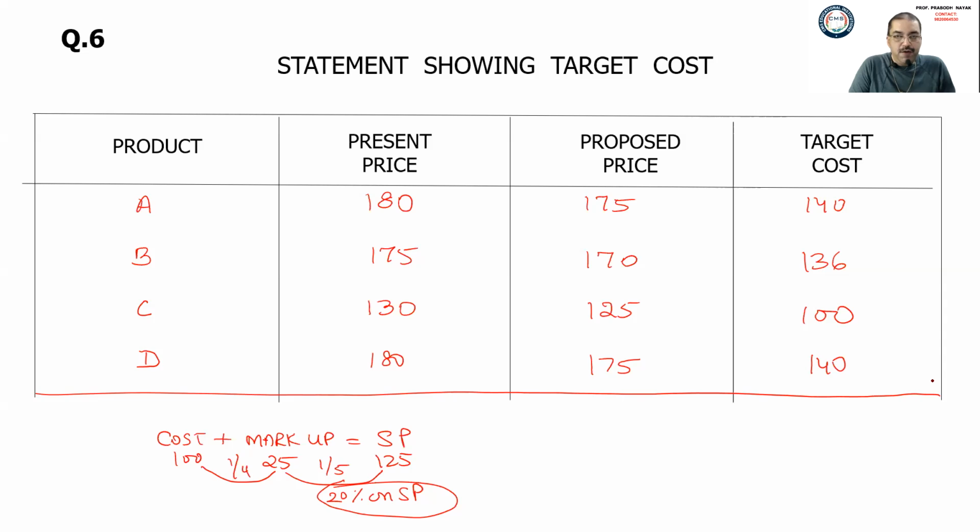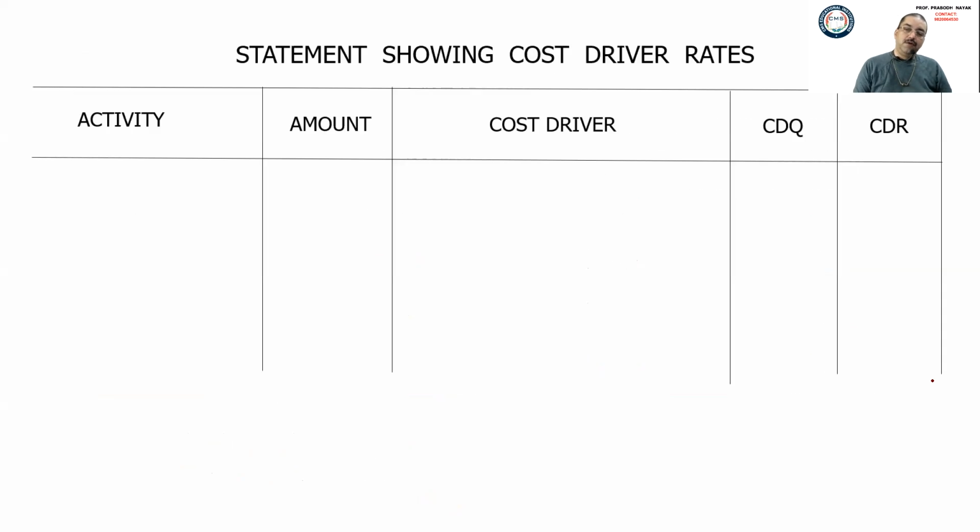Now for calculation of ABC, first I will have to prepare statement showing the cost driver rates. Prepare a statement like this. Statement showing cost driver rates. Activity, amount, cost driver, CDQ, CDR. CDQ is cost driver quantity, CDR is cost driver rate.